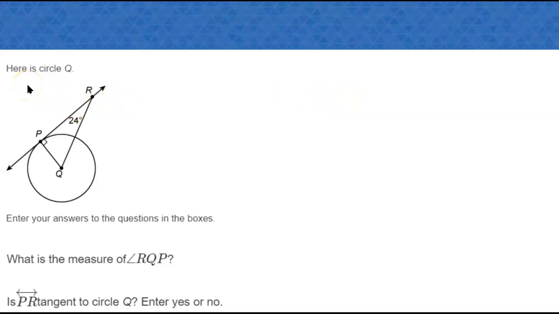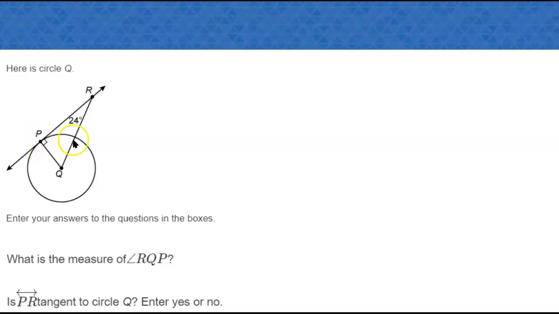Finally, you could have a question that looks like this. Here is circle Q. What is the measure of angle RQP? And is PR tangent to circle Q? Yes or no? So, yes, PR is tangent because we know that P is a 90-degree angle.